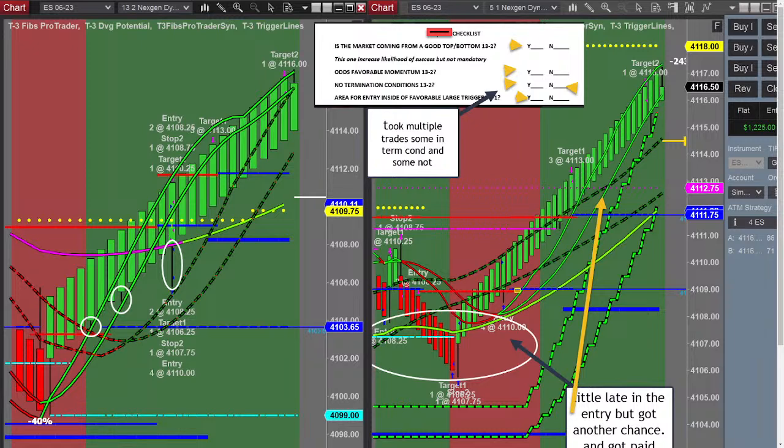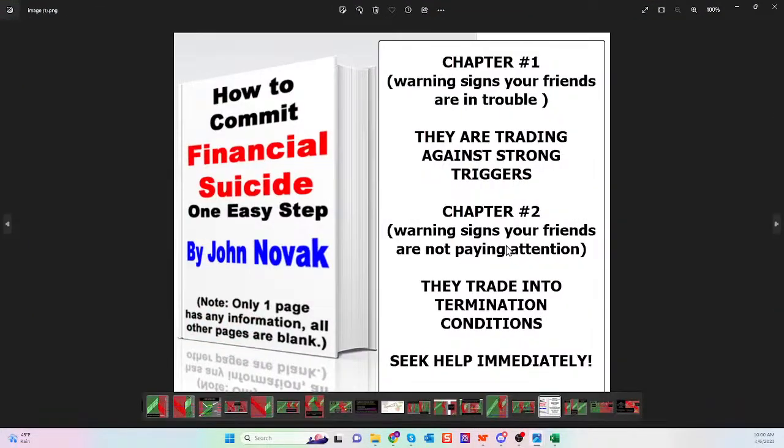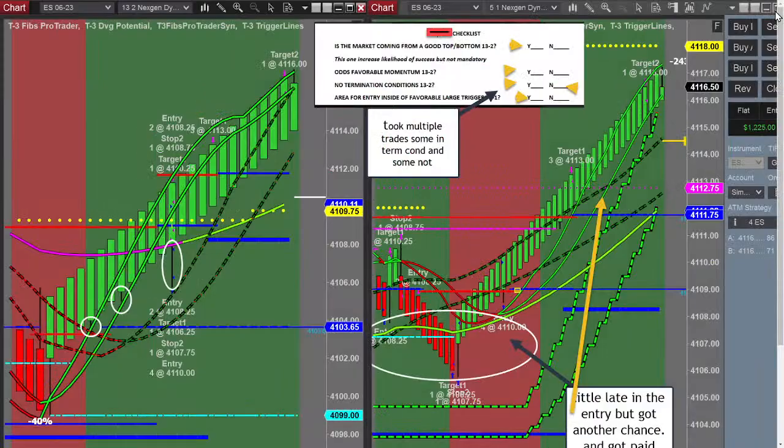And this is one of those instances where, out of fun, I like to share John Novak's best-selling book, How to Commit Financial Suicide. Trading against strong triggers is one of the easiest ways to lose your money. Forming an opinion is one of the easiest ways to lose your money. And John wrote this as a joke. Just that funny reminder that termination conditions can mess up a trade quick, that fighting triggers can mess up a trade quick. And then when you turned it around, do you notice how you kind of missed the best entry trying to go short and you gave up a lot of profit here?